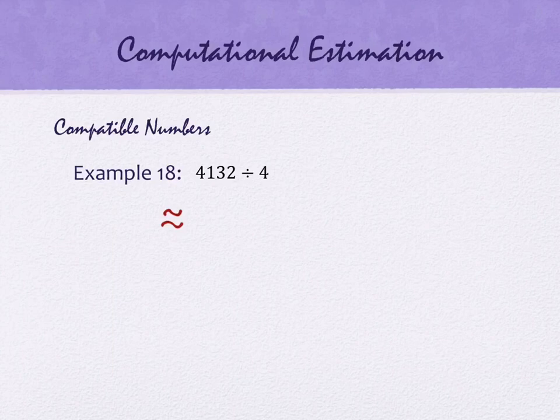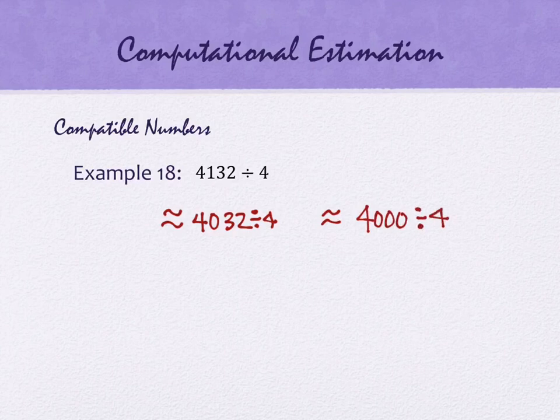What's that? 4,032 would be not too bad. We could do that. It's estimation, so we could do it even easier if you want. You could do 4,000 divided by 4. That one's easier even to estimate, right? And either of these answers would be great, and they both divide very nicely, right?